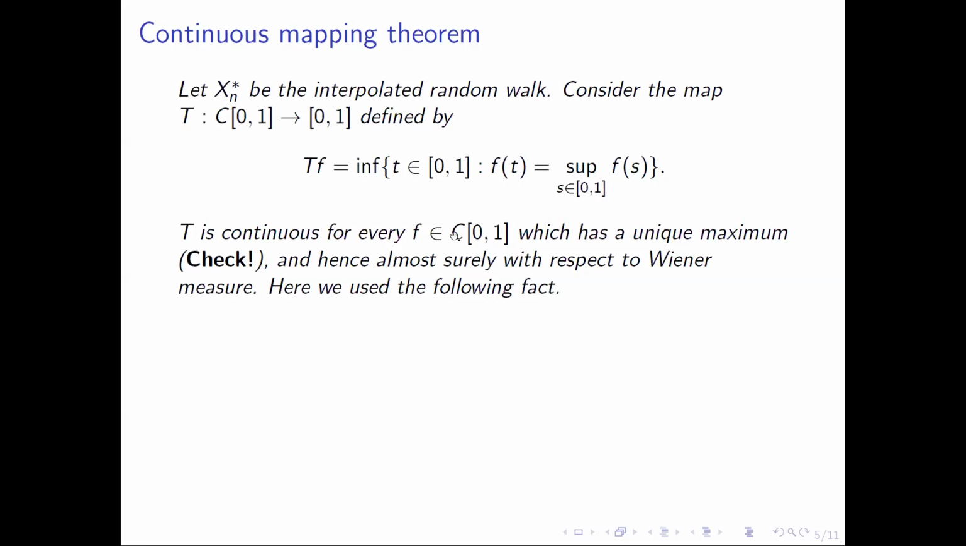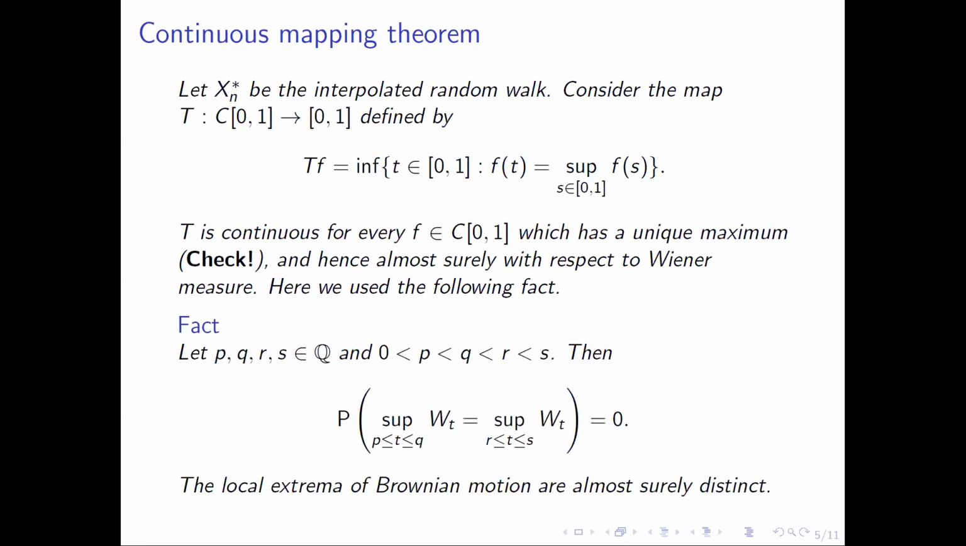Now, the interesting part is that although this is not continuous, the set of discontinuity points of this functional will have zero measure with respect to the Wiener measure. So I'm just repeating what I said. If you look at the discontinuity points of T, then it will have zero probability with respect to the Wiener measure. Now, why is this true? This is true, again, as I said, because I'll be using some facts from Brownian motion.